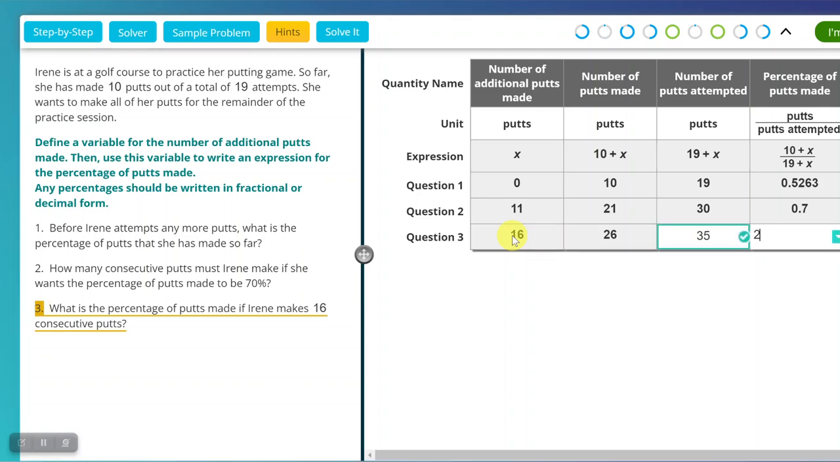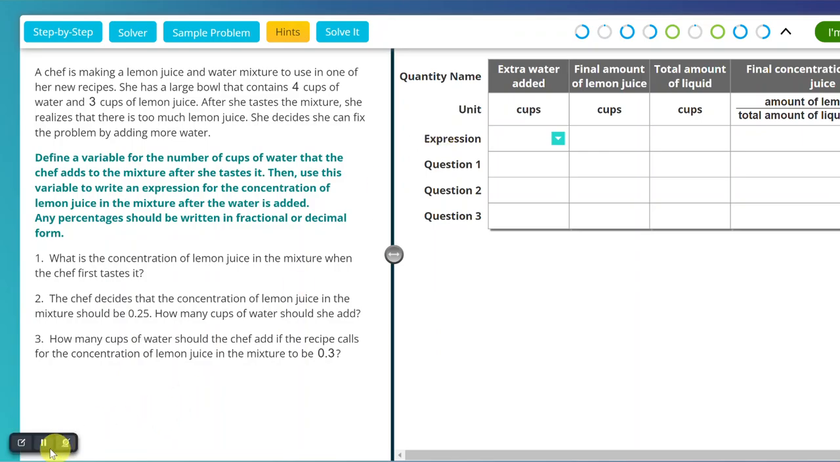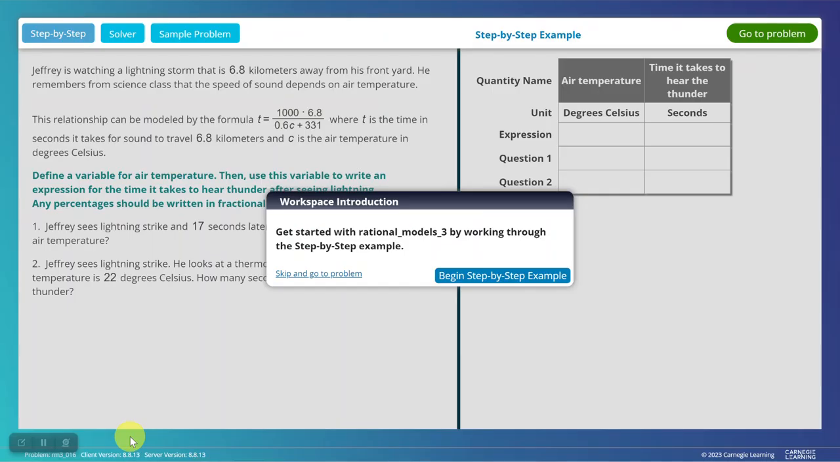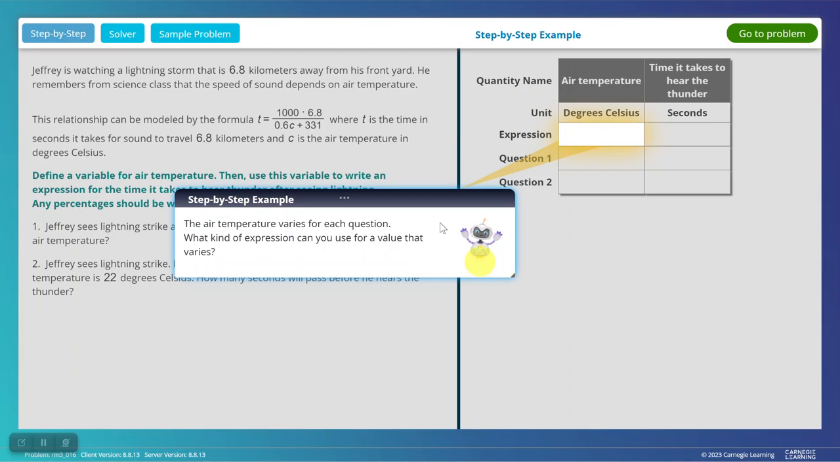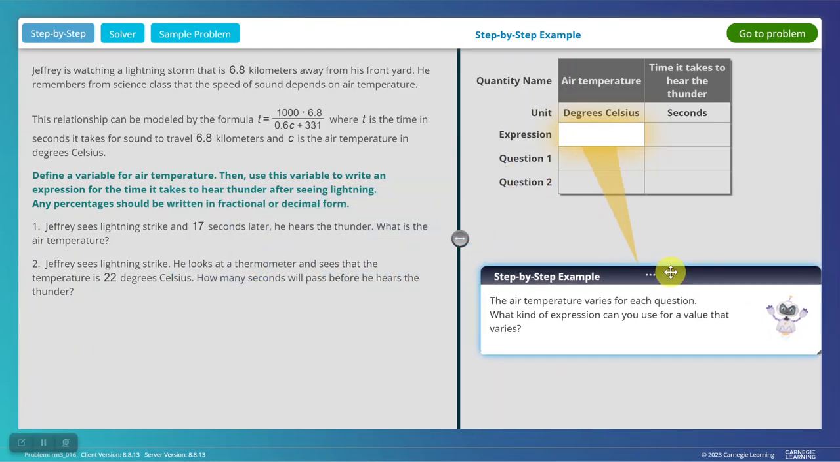And then we do 26 divided by 35. Okay, and we're done. All right, let's go ahead and take a look at the next workspace. Okay, so this one's using rational models. All right, let's read the question before we get into this.